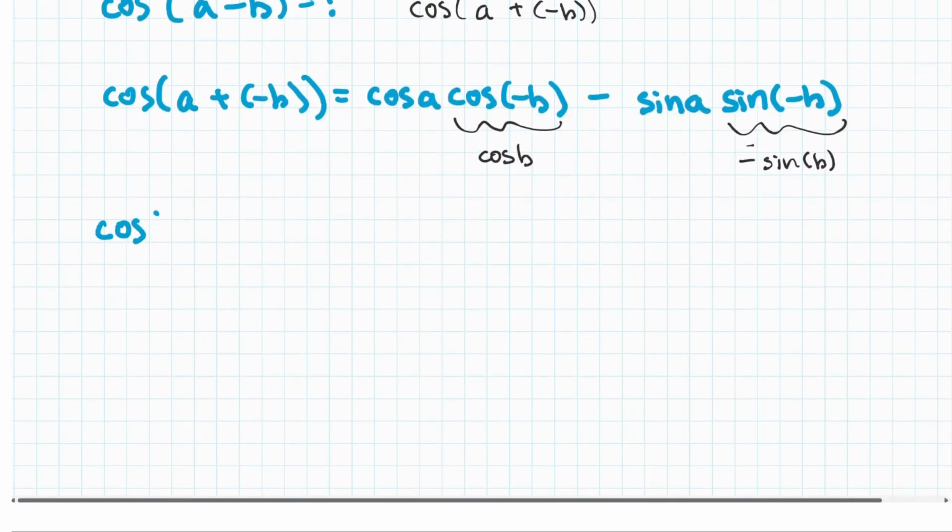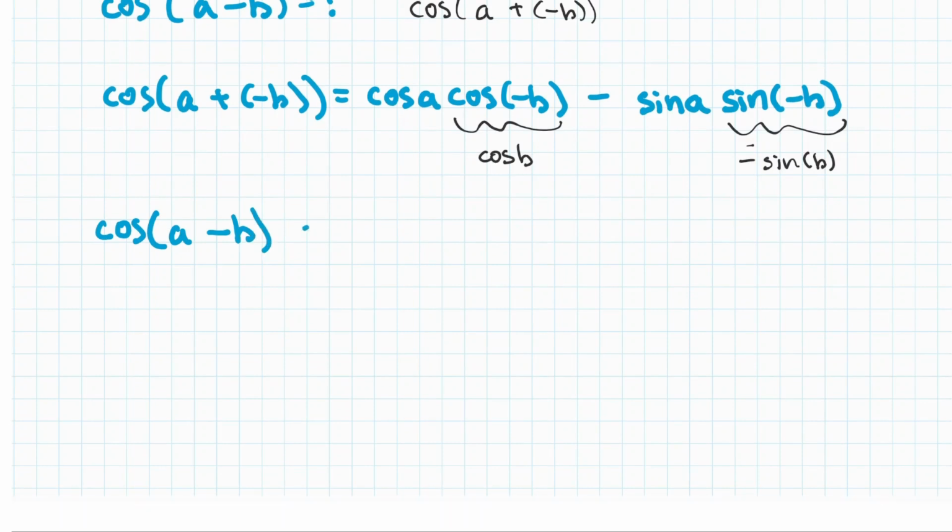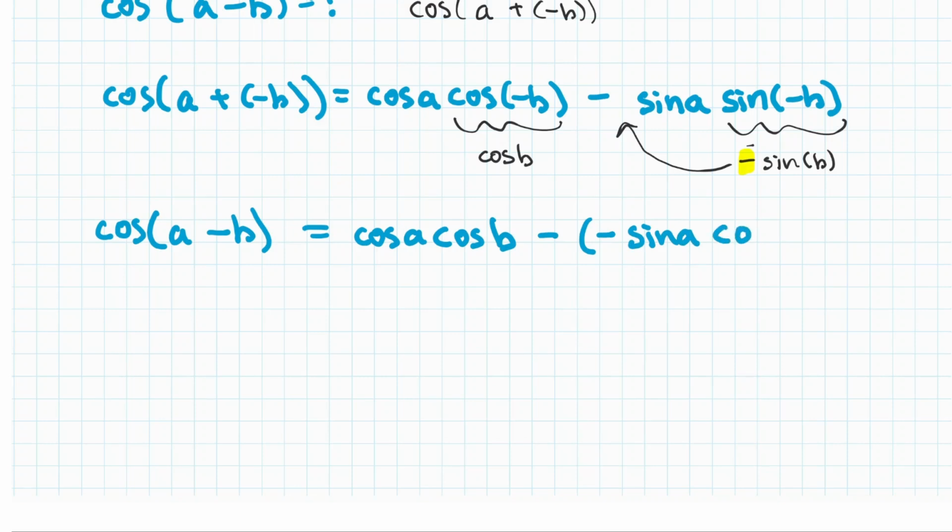So we've got cos of A minus B. That equals cos A cos B. And then now we're going to bring this negative over here to the front. But then we have negative negative. We have minus negative sine A sine B. Okay, but what happens when we have this double negative here?